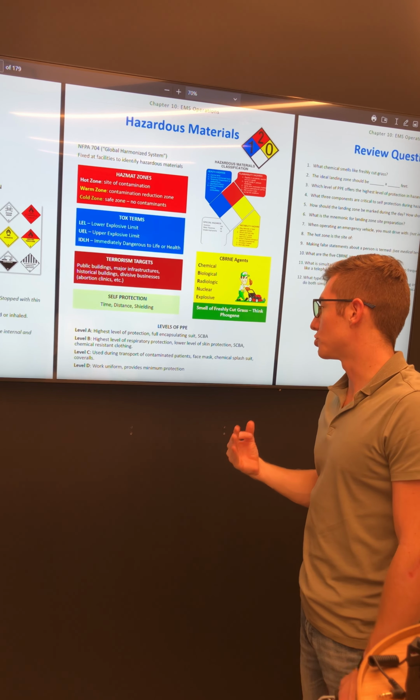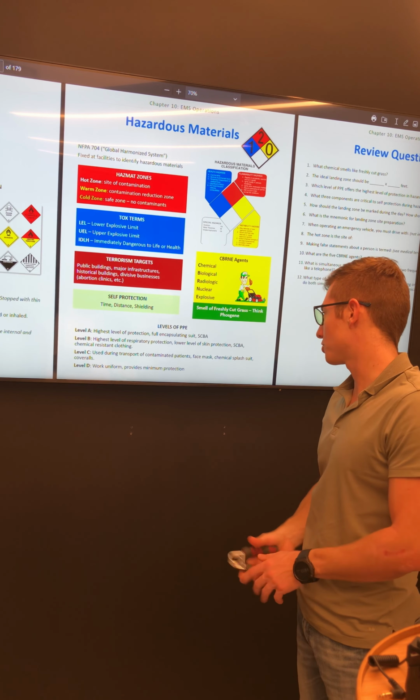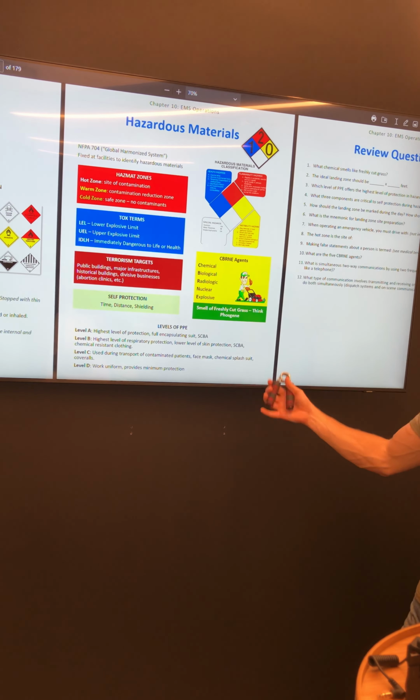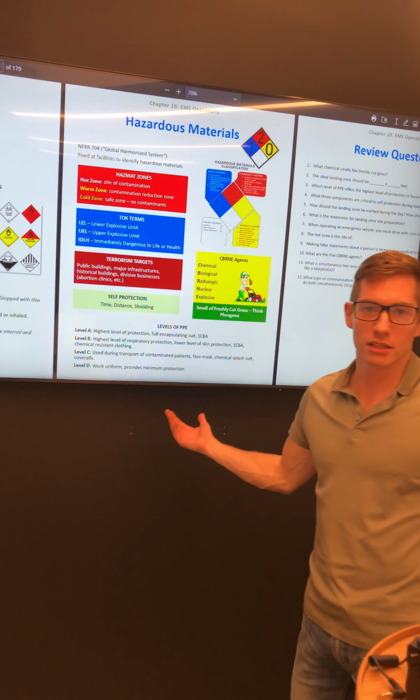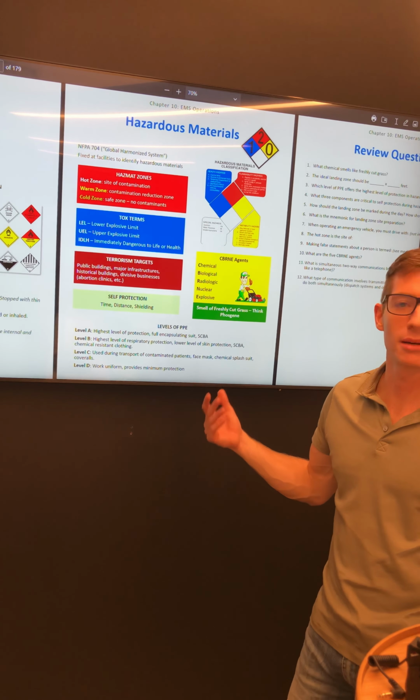Level C, used during transport of contaminated patients. So you'll have a face mask, chemical splash suit, coveralls. Level D, work uniform provides minimum protection. That's what we wear 99% of the time as firefighters.